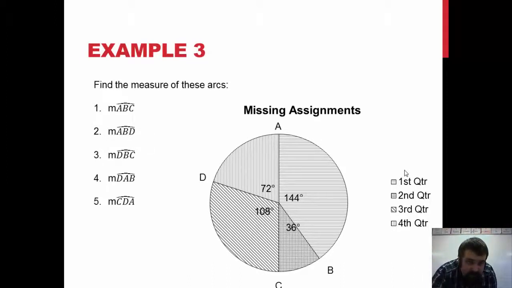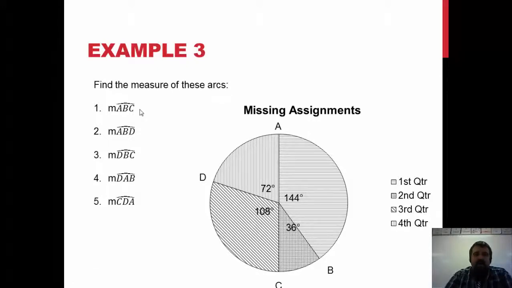So if I look here, the first one says find the measure of arc ABC. The measure of arc ABC is, first of all, from A to C through B. So it has to be on the side. Well, it's the measure of arc AB, 144 degrees, plus the measure of arc BC, 36 degrees. 144 plus 36, I believe, is 180. So number one here, the measure of arc ABC equals 180.